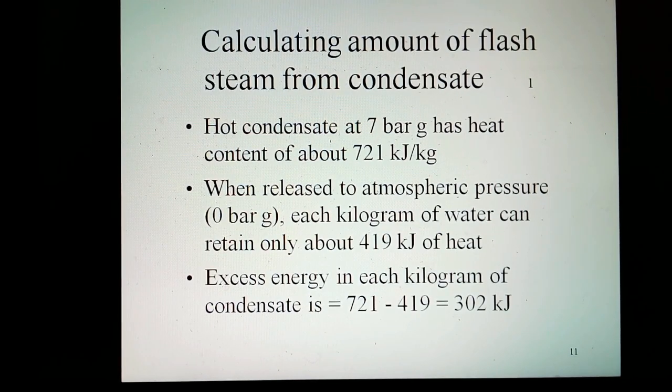Calculating the amount of flash steam from condensate. Hot condensate at 7 bar gauge has a heat content of about 721 kilojoules per kilogram. When it is released to atmospheric pressure, 0 bar gauge, each kilogram of water can only retain about 419 kilojoules of heat. The excess energy in each kilogram of the condensate is therefore 721 minus 419 equals 302 kilojoules.